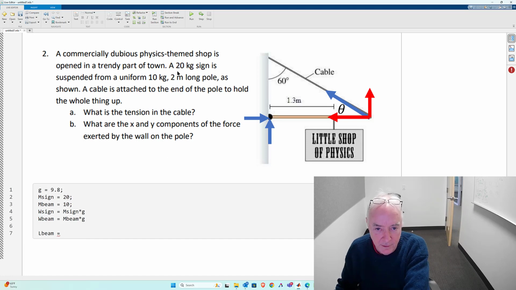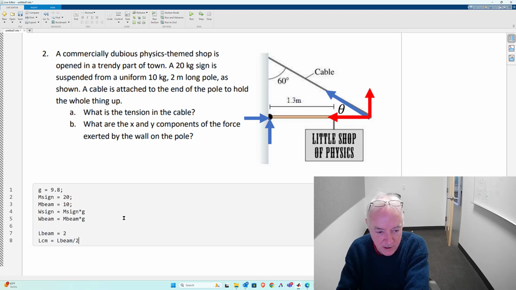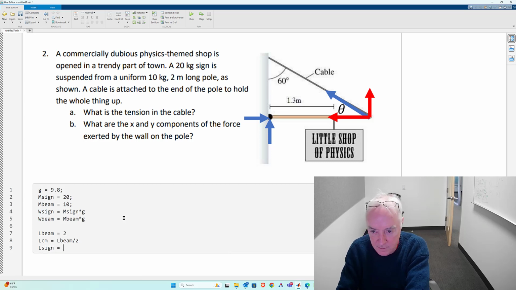You can see right there the length of the beam is 2. Now the action of the weight force will be half that, at the center of mass, so L beam divided by 2. And then they tell us the third one, which is the location of the sign. So L sign is equal to 1.3.